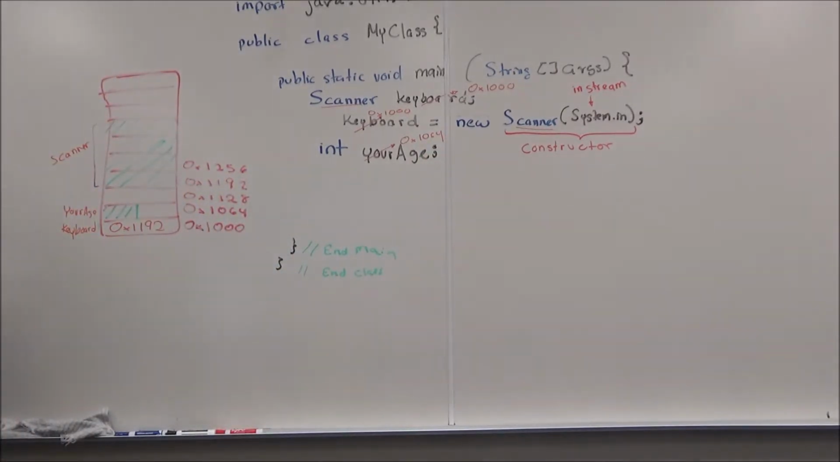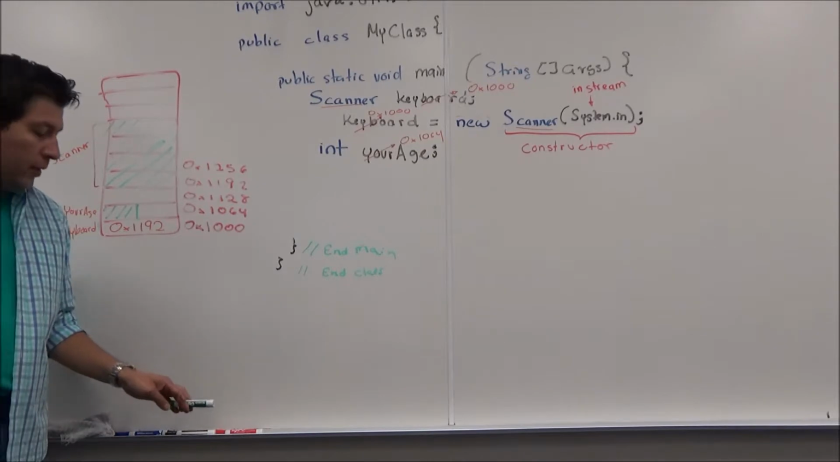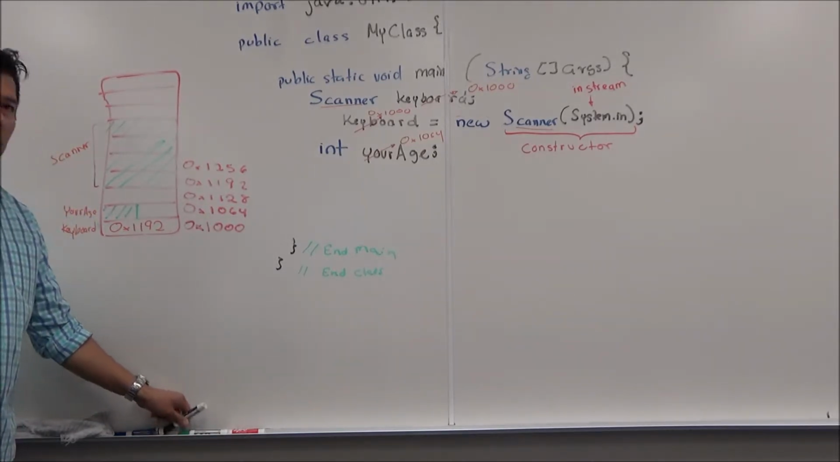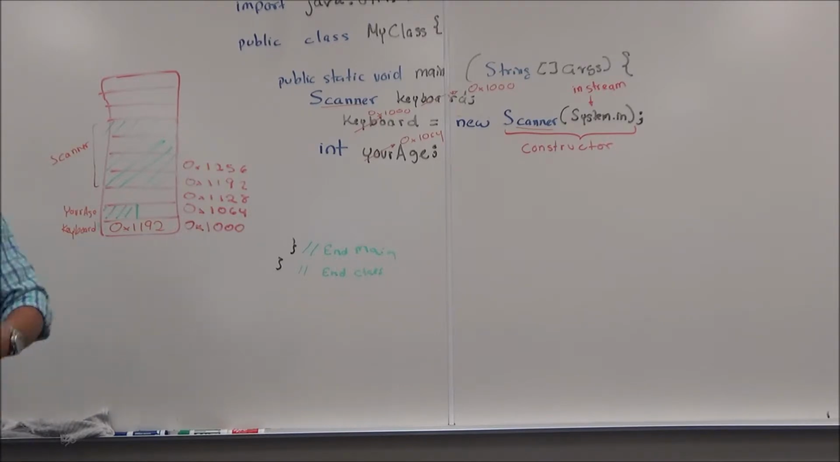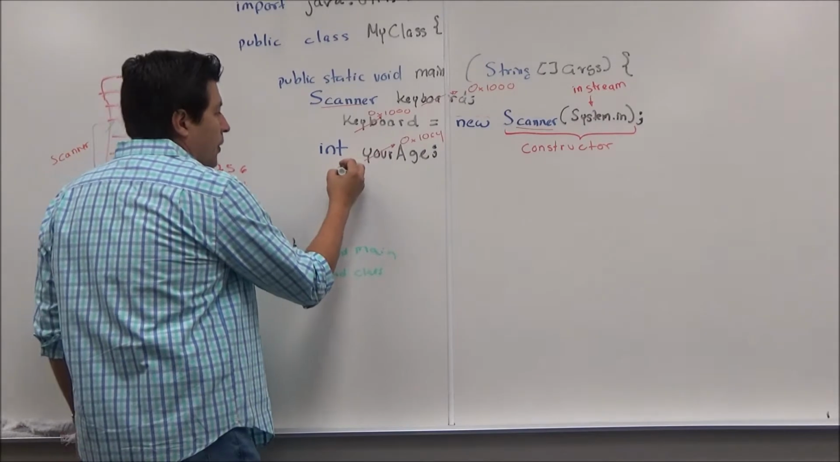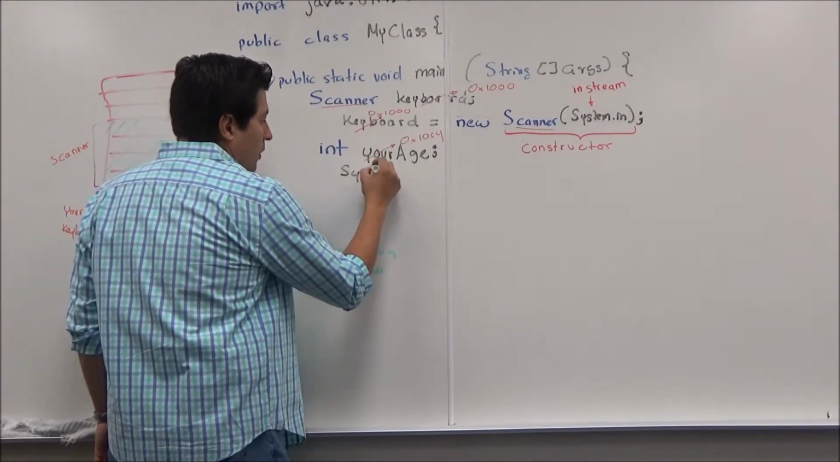And then I want to ask the user how old you are. How does the user know they're being asked? You've got to display a message on the screen or something, right? So how do we display stuff on the screen? We use System.out, right?